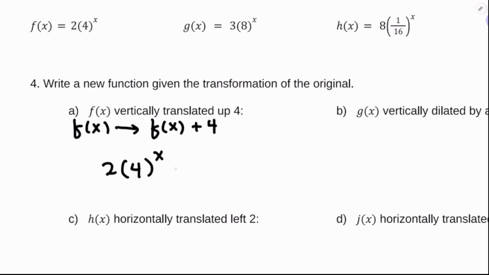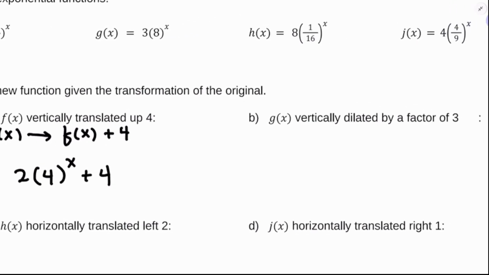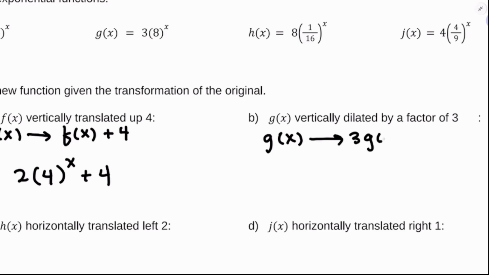And then we're going to take it and add 4 to it on the outside. So that's f of x vertically translated up by 4. g of x vertically dilated by a factor of 3, that's where we're going to multiply the output values by 3. So that's going to be 3 times g of x. Okay, so g of x is equal to 3 times 8 to the x.